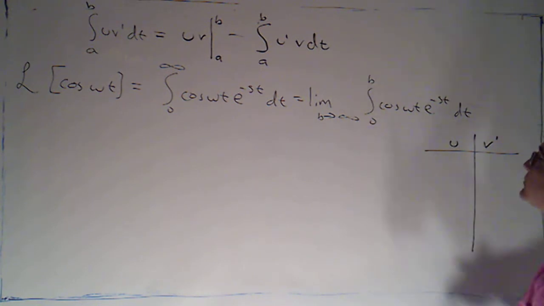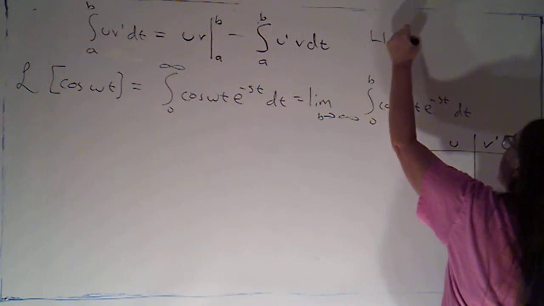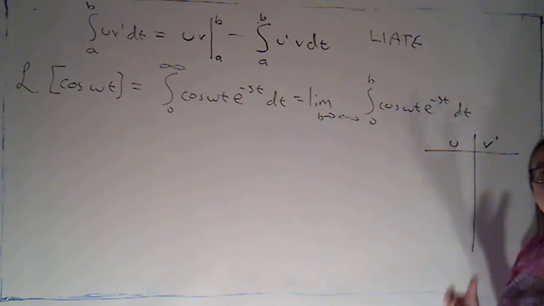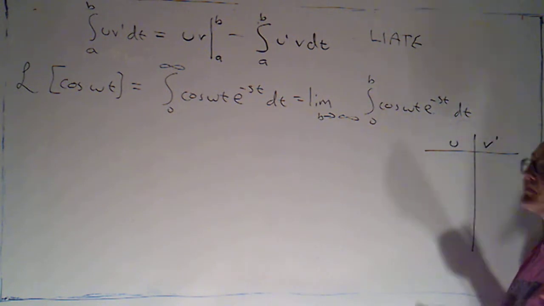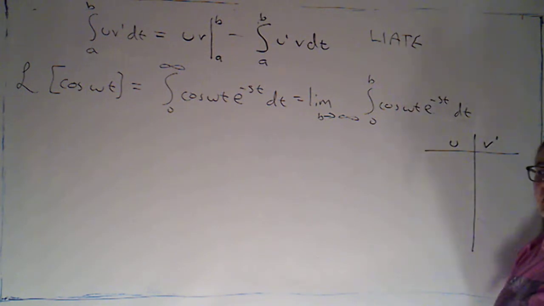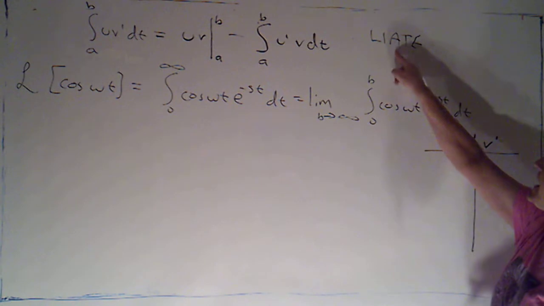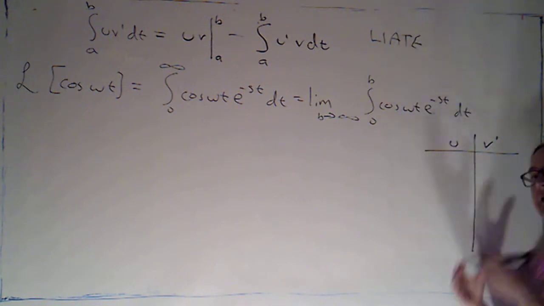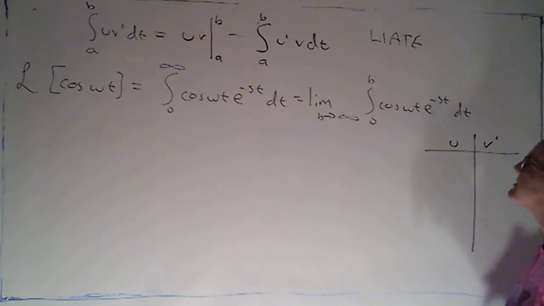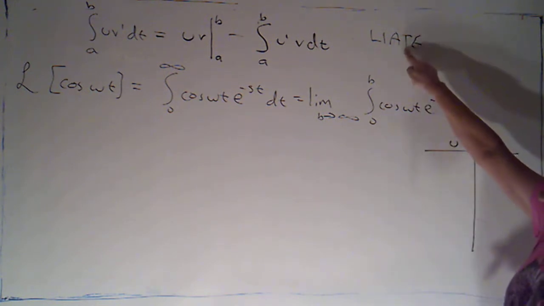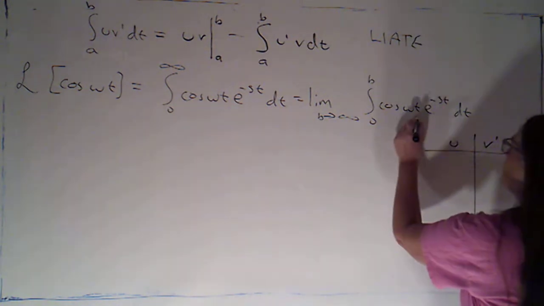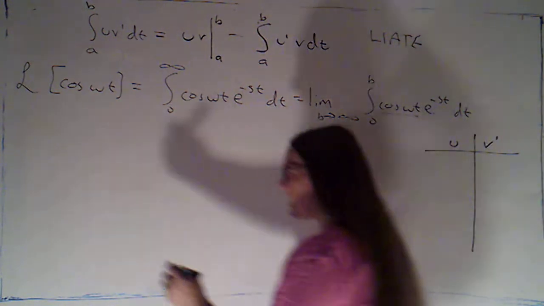Now, as we do that, we usually use this silly mnemonic device, this nonsense word LIATE. That just prioritizes which functions we choose for u. L stands for log, I don't have any logs. I stands for inverse trig, I don't have any inverse trig. A is algebraic, that would be powers, polynomials, rational functions, roots, anything I can build with those things. Don't have any of those. T is trig. I do have a trig. So my u here is going to be cosine of omega t.